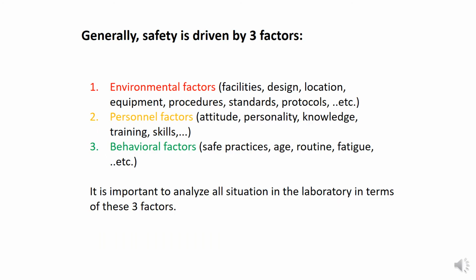Then if we talk about lab safety, that is driven by three factors. The first one is environmental factors, the second is personal factors, and the third is behavioral factors. These three factors actually drive general safety. For example, environmental factors are facilities, design, and location. If the design or the facilities are not proper, then of course it can cause injury, or any kind of incidents or accidents.